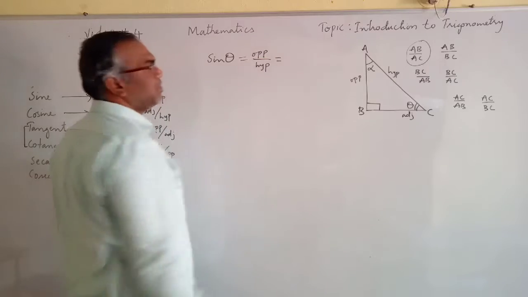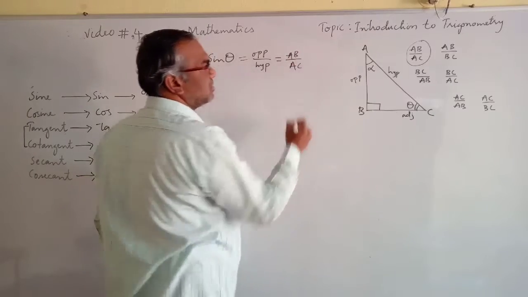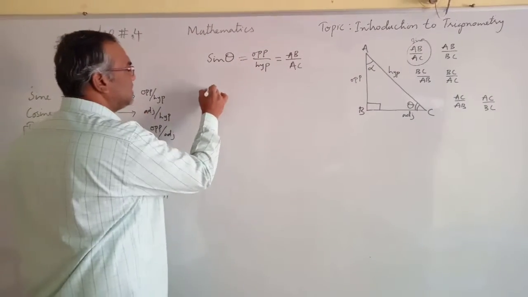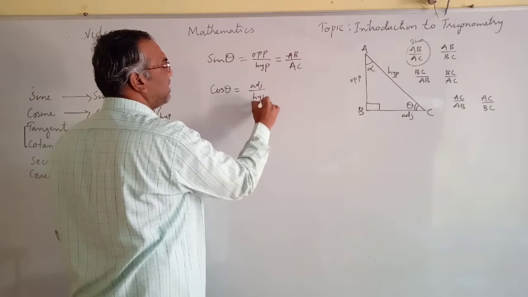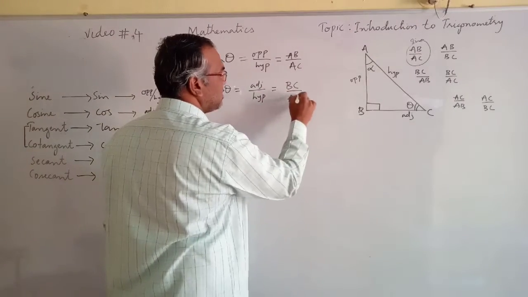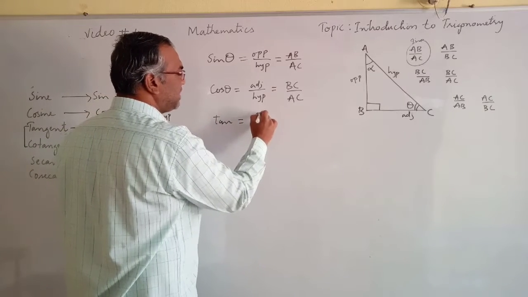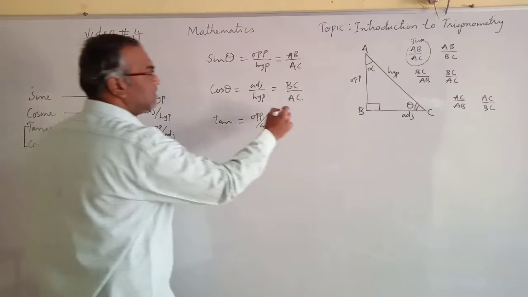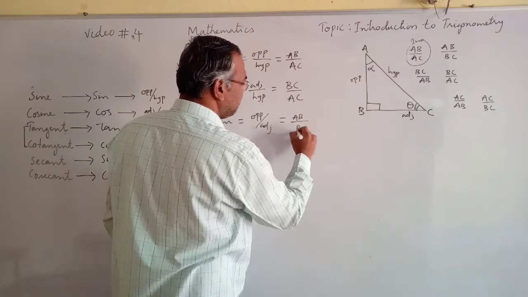Now I have already told you the sine definition is opposite divided by hypotenuse. So it will be AB divided by AC. This is sine in this case. Now cos theta: cos is adjacent divided by hypotenuse. Adjacent here is BC divided by hypotenuse, which is fixed, AC. Then tan is opposite divided by adjacent, so this will be AB divided by BC.